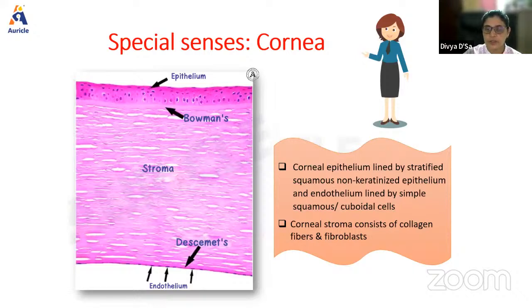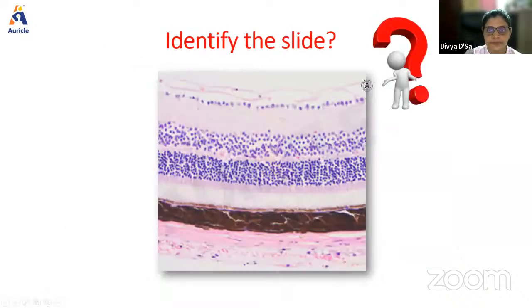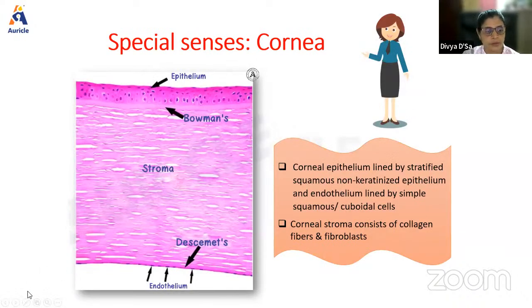Cornea here, to remember the layers, we remember it as A, B, C, D, E. You can remember the alphabets and remember the layers. A stands for the anterior epithelium. B is for the Bowman's membrane. C is for the connective tissue stroma. D is for the Descemet's membrane. And E is for the endothelium on the inside.